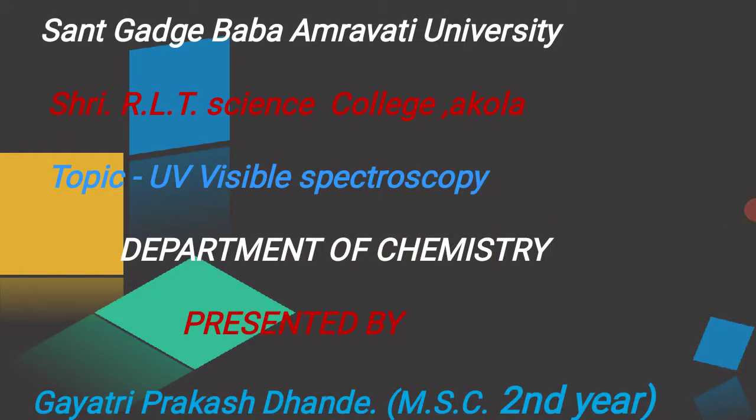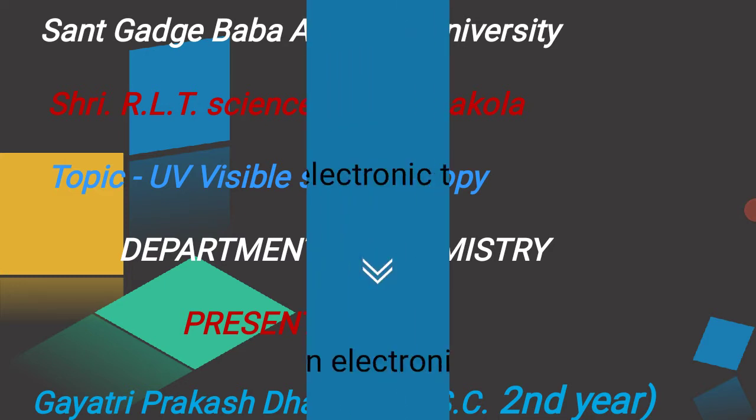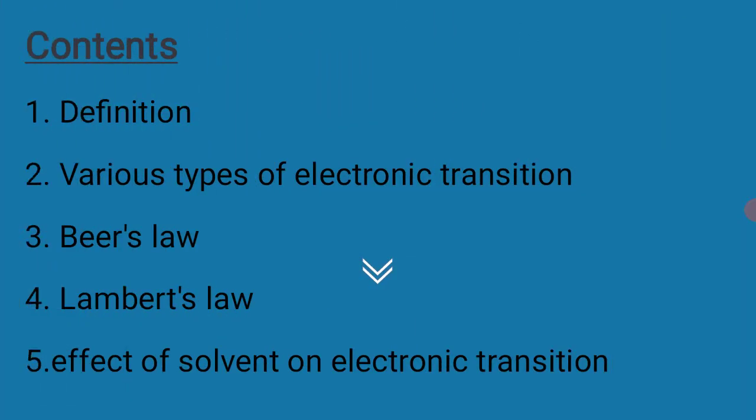I am going to deliver a seminar on the topic UV visible spectroscopy. We can see the contents. First is definition, second is various types of electronic transition, third is Beer's law, fourth is Lambert's law, and fifth is effect of solvent on electronic transition.